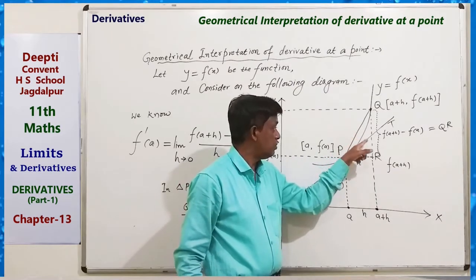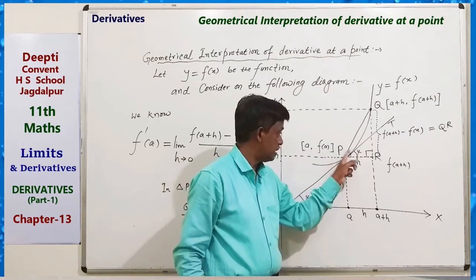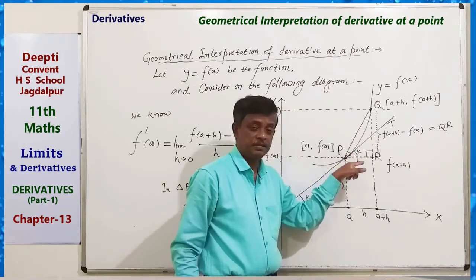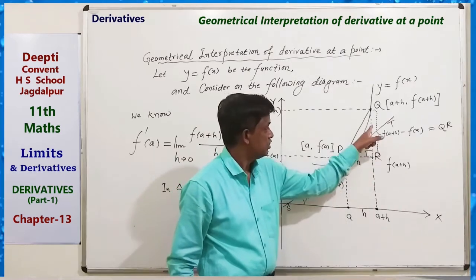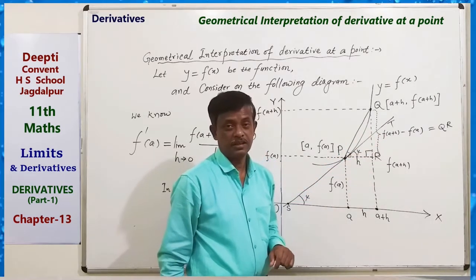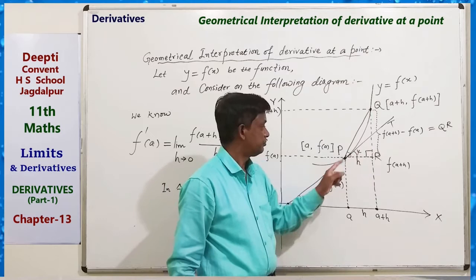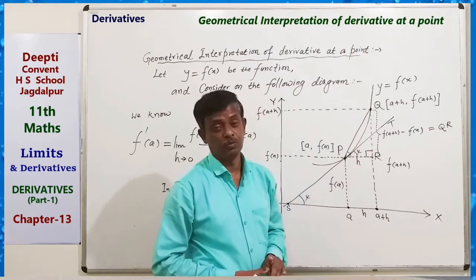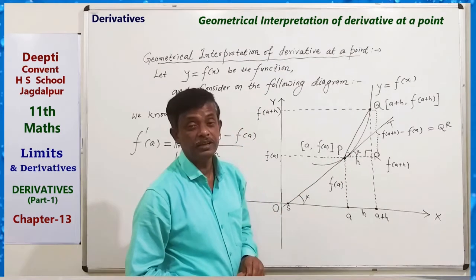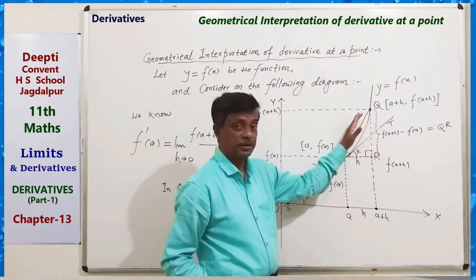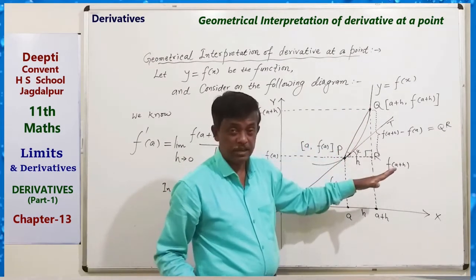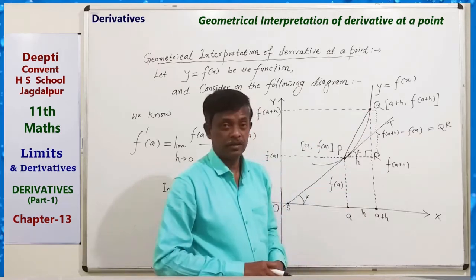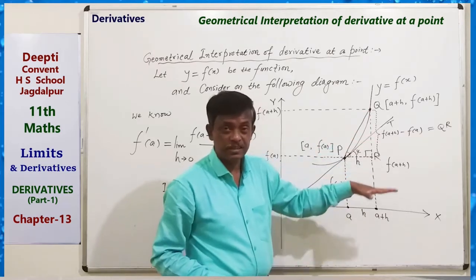Tangent, this line will become the tangent. That is, this angle will tend to psi. That is, tan psi equals this upon this. And what is this? Tan psi, we know, is the slope of the chord. The chord tends to the tangent.